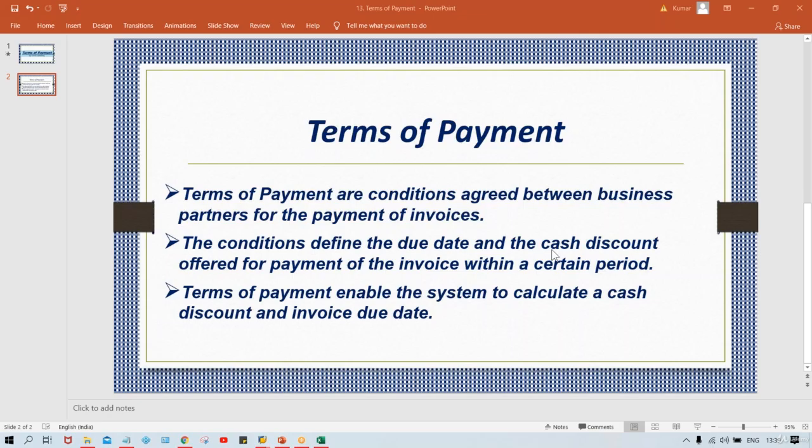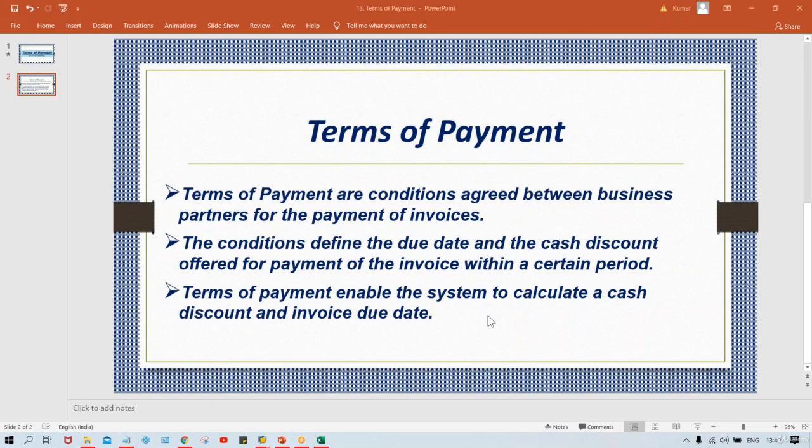So if early payment happens and we are eligible for the discount, automatically the system is going to calculate the discount, and it is posted to a separate account called the discount account. I'll show you that practically so that you have a clear understanding. Terms of payment enable the system to calculate a cash discount and the invoice due date. This is the major use.